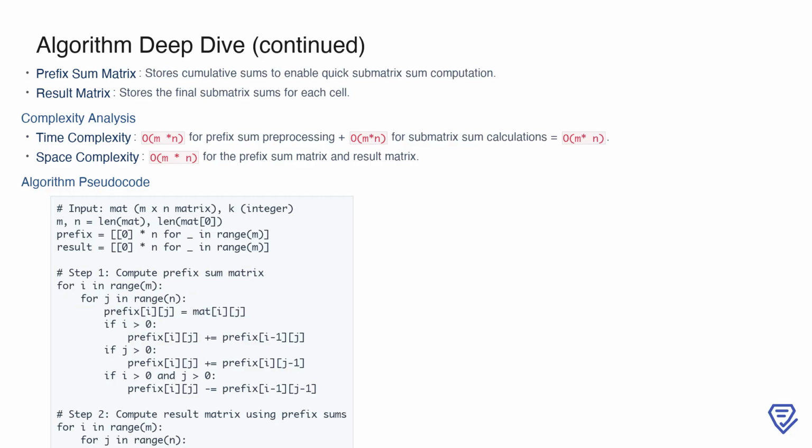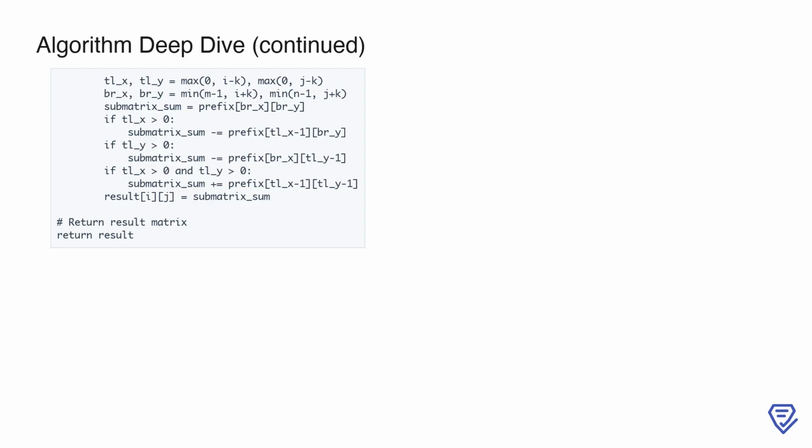By leveraging the prefix sum, we avoid redundant computations, ensuring that the algorithm is both time and space efficient, even for larger matrices. The pseudocode implementation begins by initializing the prefix and result matrices to the size of the input matrix. The first step is to compute the prefix sum matrix by iterating through each cell and applying the prefix formula, while handling edge cases where indices are out of bounds.